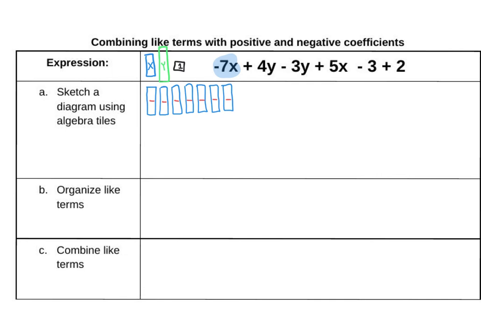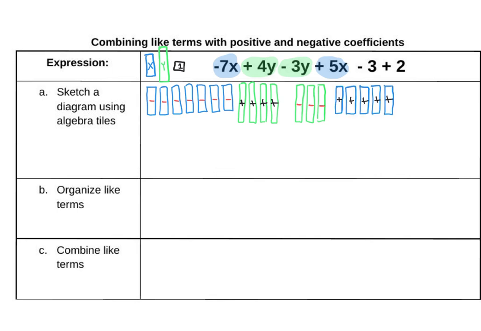All right, next let's add 4 positive y's. So I represented that with the black plus sign, just to remind myself that those are indeed positives. And then we'll add 3 negative y's. And then we have 5 positive x's. Okay. And then we have 3 negative units, or 3 negative ones pieces. And lastly, 2 positive ones pieces.